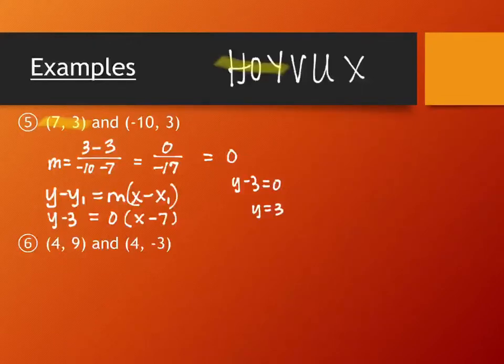You don't have to do it that way. If you happen to recognize, again, that you're in the HOI part of HOIVUX, you simply know that the equation is y equals, and it's y equals 3 because 3 is my common y value.